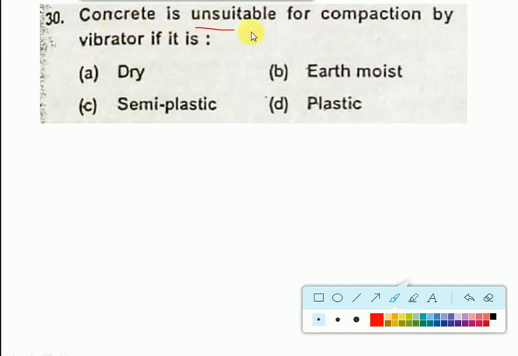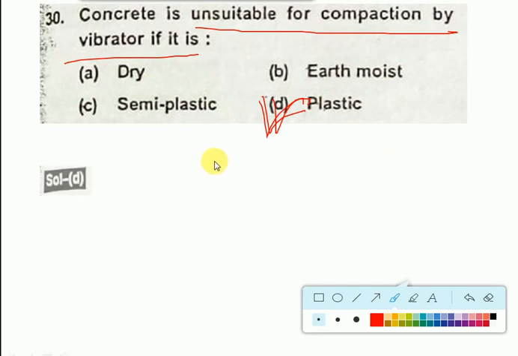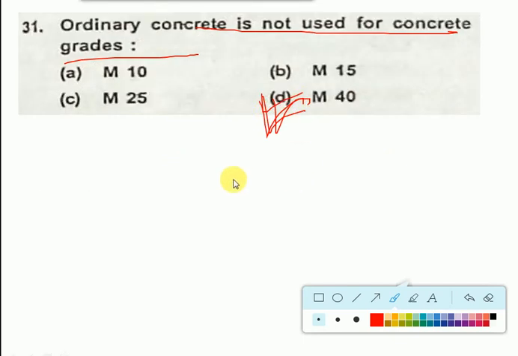Concrete is unsuitable for compaction by the vibrator if it is in plastic state, right? You can do it in dry or semi-plastic or earth moist, but you can't do it in plastic, right? So the answer for this question is plastic. Next question.